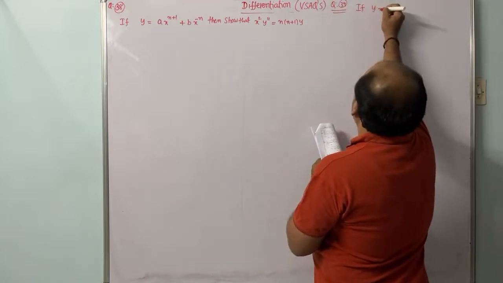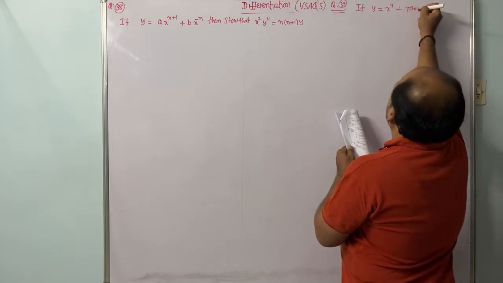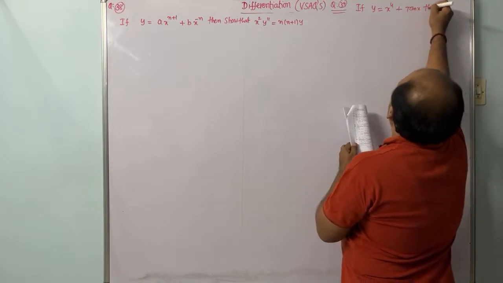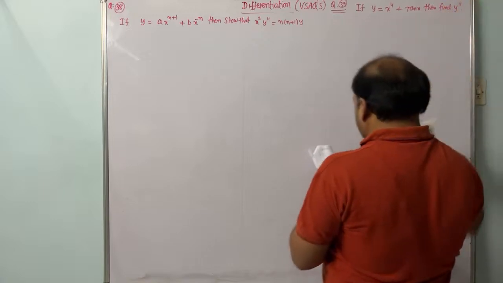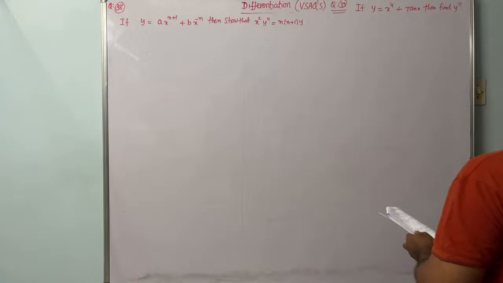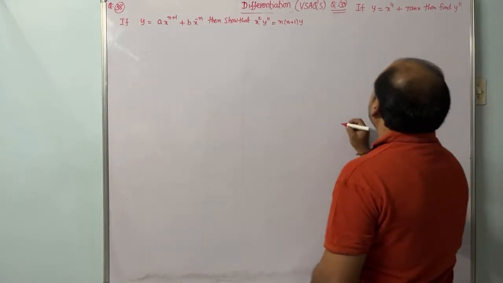Next, question number 39. If y equal to x power 4 plus tan x, then find y double dash.